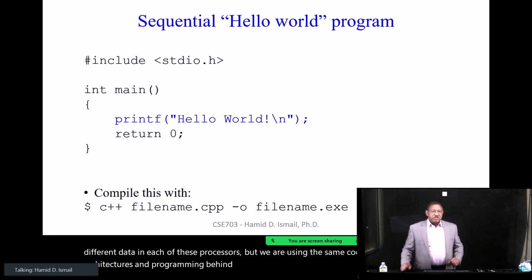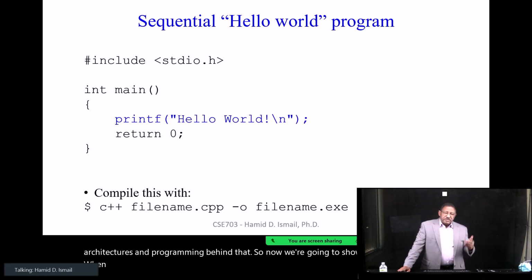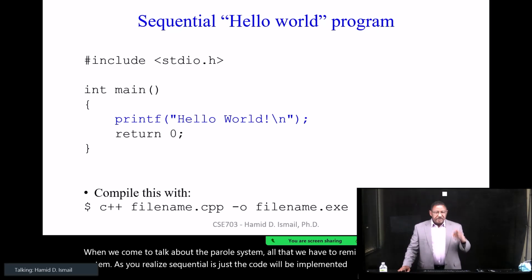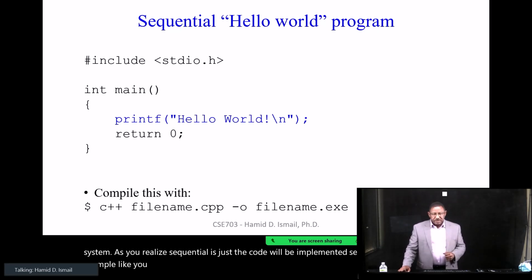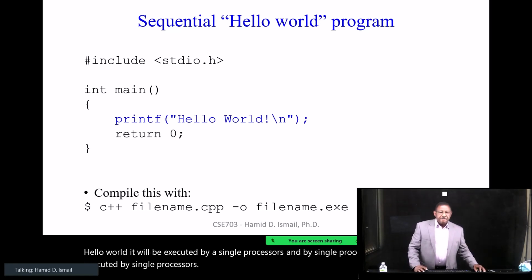So now we're going to show you this. Always, when we talk about a parallel system, we have to remind you of the sequential system as well. Sequential means the code will be executed sequentially. For example, here we have hello world. It will be executed by a single processor.